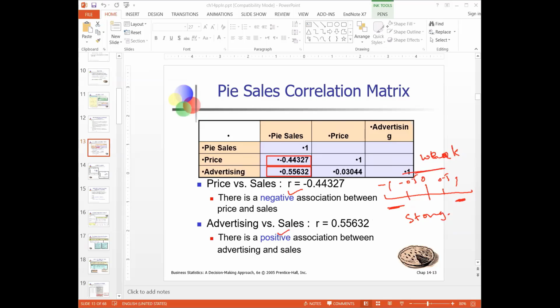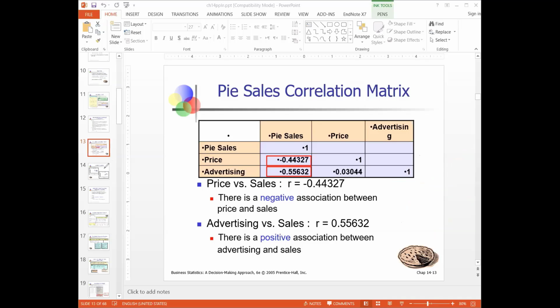So I have shown you two things. First of all, a number above 0.5 or below minus 0.5 is strong, and in between it is weak. And a number between 0 and 1 is positive, and between -1 and 0 is negative. So these are the interpretations of the correlation value.